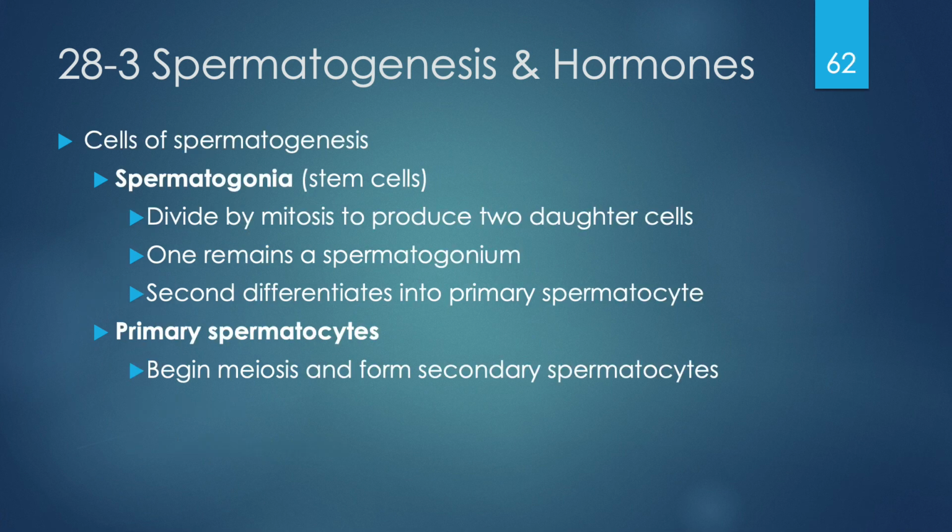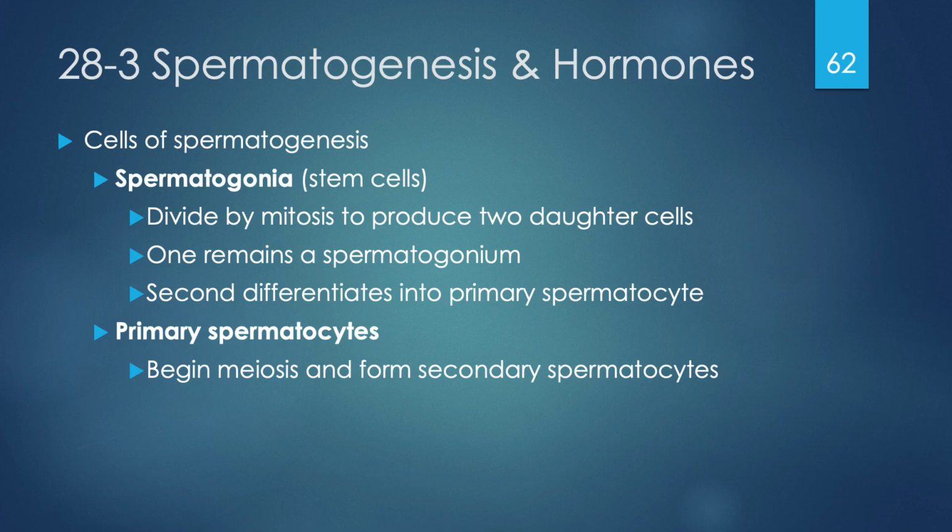The first part of spermatogenesis are the cells of spermatogenesis, and these are known as spermatogonia, which are the stem cells of spermatogenesis. So these will divide through a process of mitosis, yielding two daughter cells. One of these daughter cells will remain as a spermatogonium, and the second one is going to be the one that goes on to become a sperm. So it will differentiate into a primary spermatocyte.